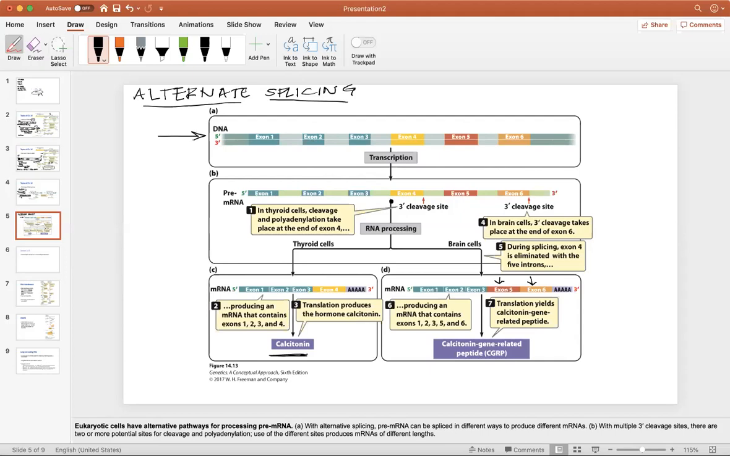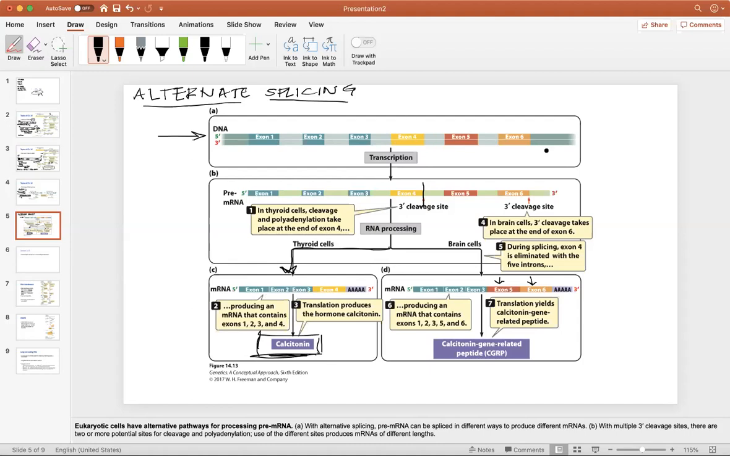But here's where alternate splicing occurs, where the spliceosome comes in. If you're in the thyroid, the spliceosomal apparatus is going to splice out the introns, and it's going to cut everything off right there, so that your resulting protein is made up of exon 1, exon 2, 3, and 4. And that protein encodes a peptide hormone called calcitonin. Calcitonin, you may have heard of it, it actually regulates calcium and phosphorus levels in the blood.